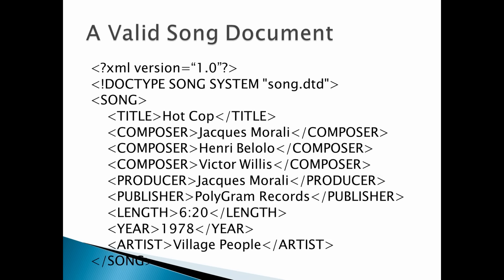Here's an example of a valid song document. We see first your XML declaration and then the doc type DTD declaration, and it says it applies to the system for things called song, where the root element is song, and it's in a file named song.dtd. And then after that we see the parts of the XML root element and the child elements within song.